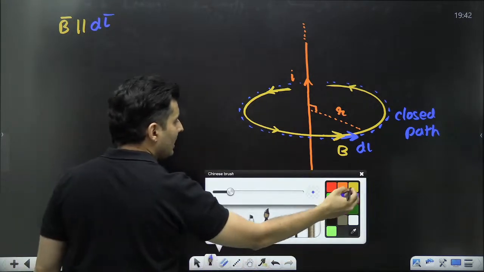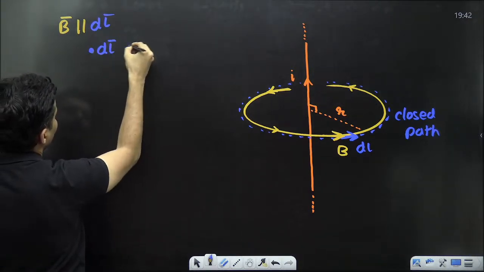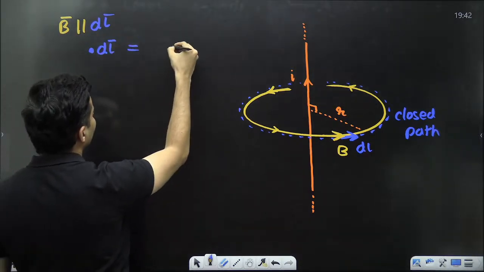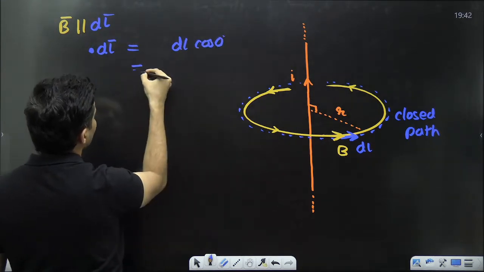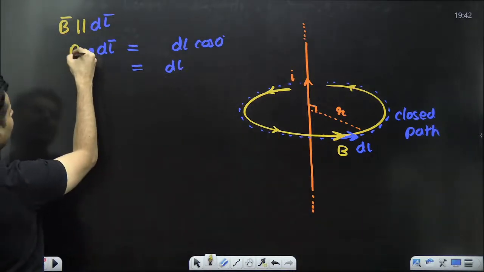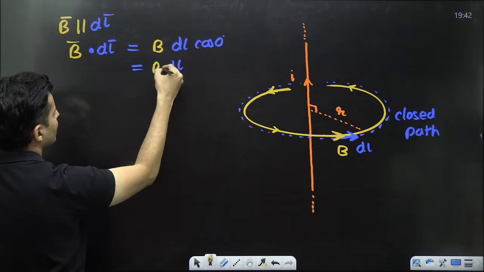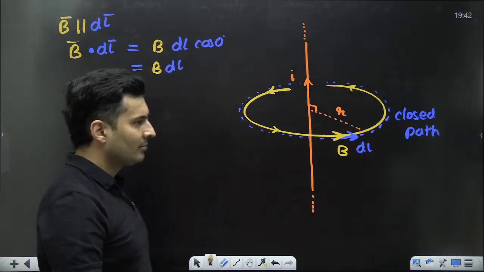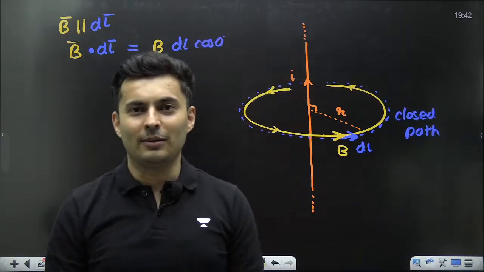So even if I do the dot product with dl, it will be B dl cos 0, which is just B dl. Think about it. B vector dot dl will be B dl cos 0. Cos 0 is just 1. That's all. That dot product has just vanished.